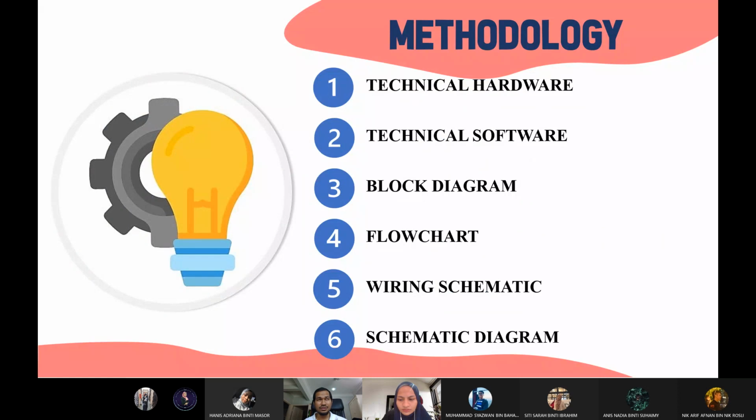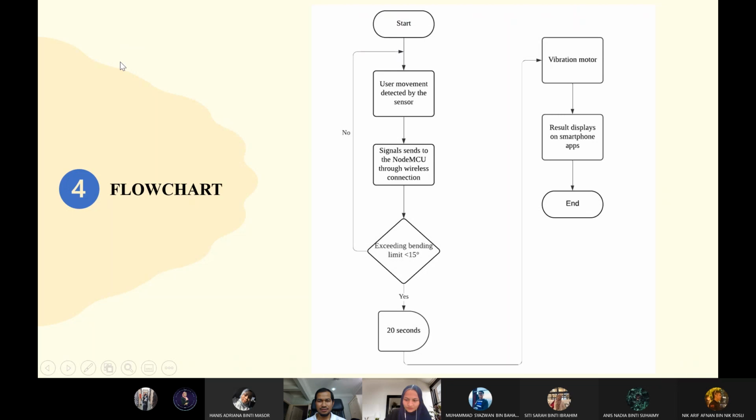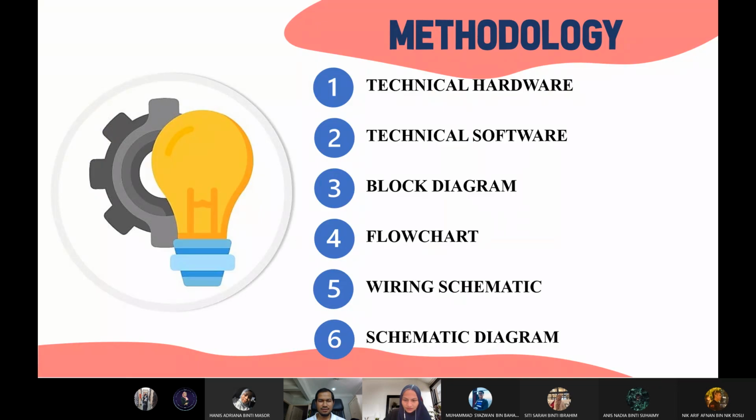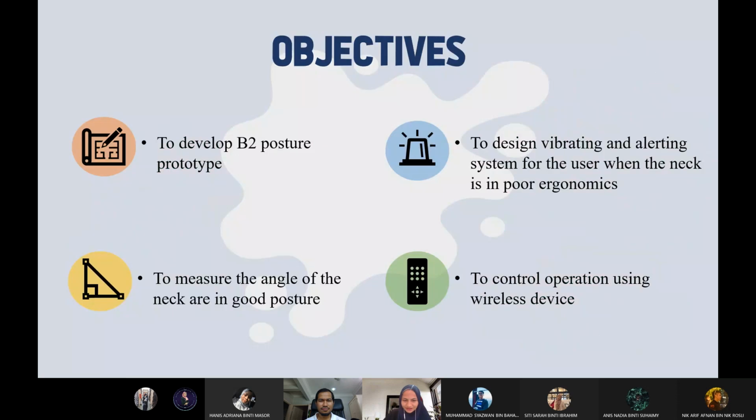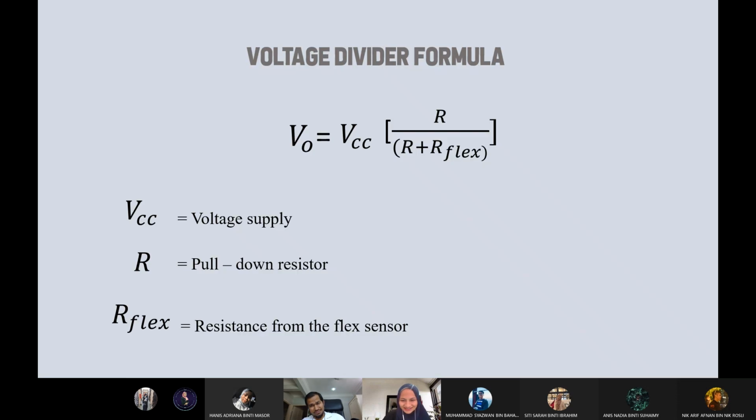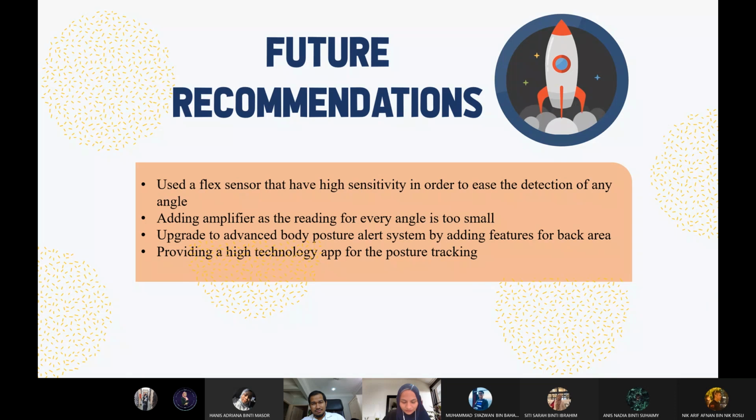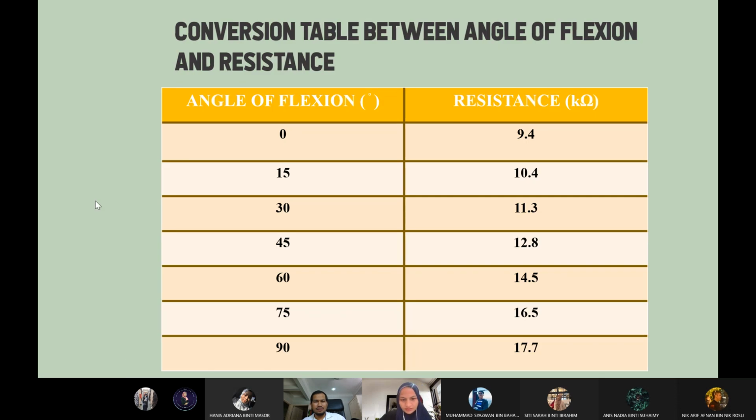But you did your project and got certain data, don't you? Yeah. The data, a lot of numbers, probably come up with a graph. Did you get a graph? Show it to me. No graph, only a table. Only data, 1, 2, 3, 4, 5, 6, 7. A conversion table between angle of flexion and resistance.